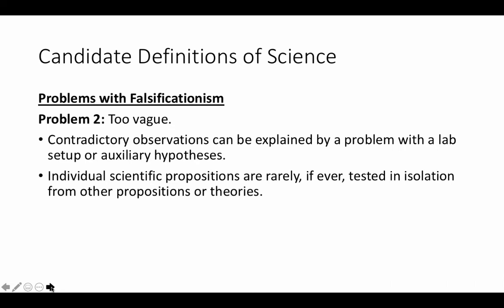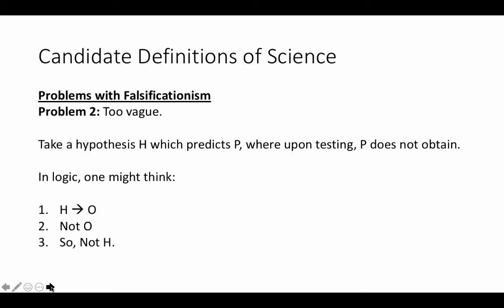Another problem with falsificationism is that it's just too vague. So you can get contradictory observations that can be explained by a problem with the lab setup or with what's called an auxiliary hypothesis. And I'm going to explain this in more depth. But individual scientific hypotheses, individual scientific propositions, are rarely tested in isolation from other propositions or theories. Okay, I'm going to explain that in this lecture, and then we will probably get an entire lecture talking about this, on the problem of underdetermination of theories, and then some other stuff. But I want to give an abstract explanation of this, and then we'll look at a concrete example.